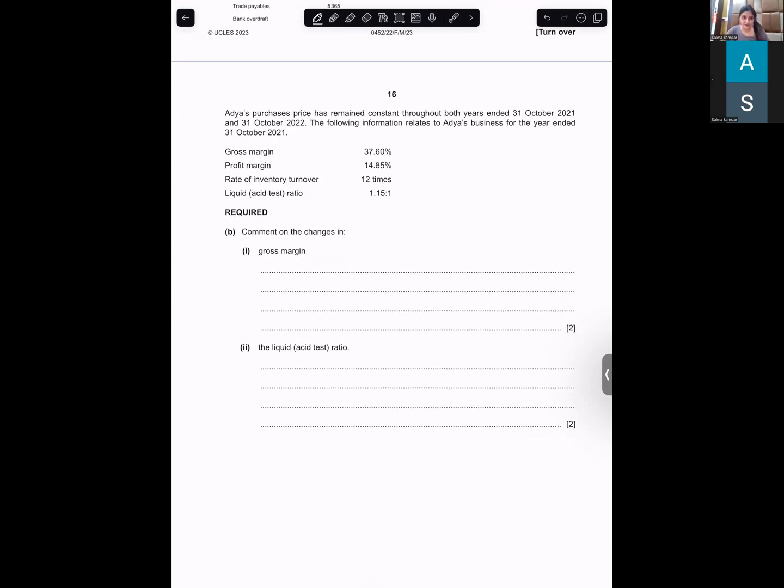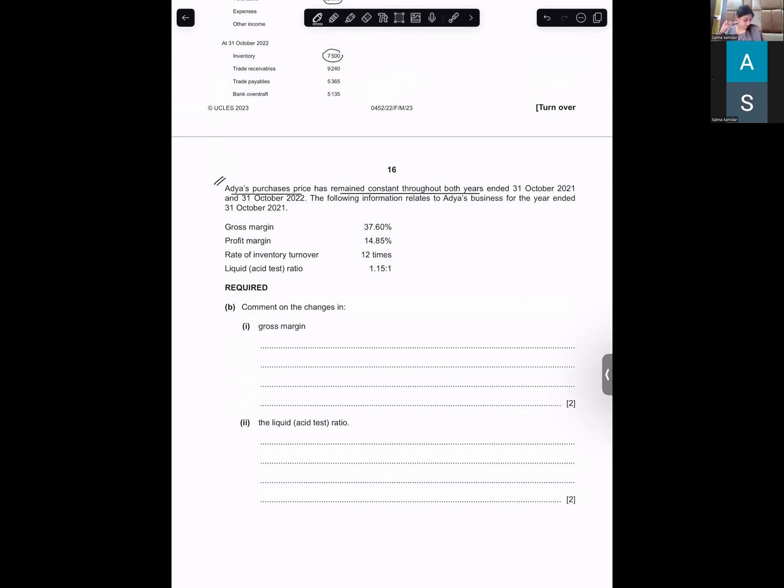Just try the next part. Proceed to the next part. Read this, please. Adya's purchases price has remained constant throughout both years ended 31st October 2021 and 31st October 2022. The following information relates to Adya's business for the year ended 31st October 2021.